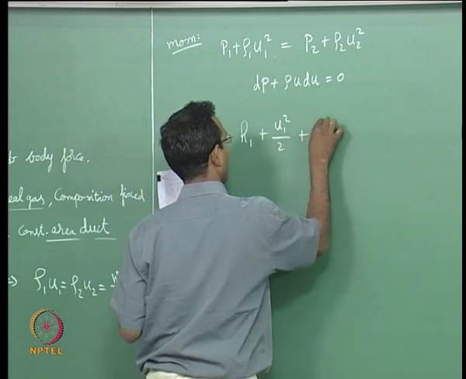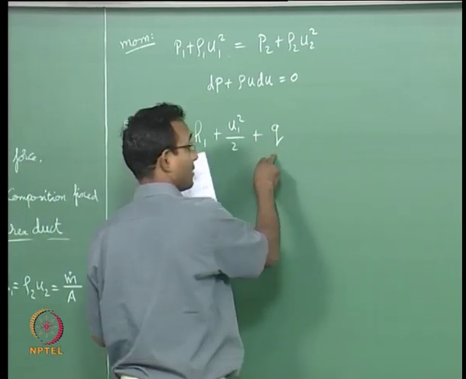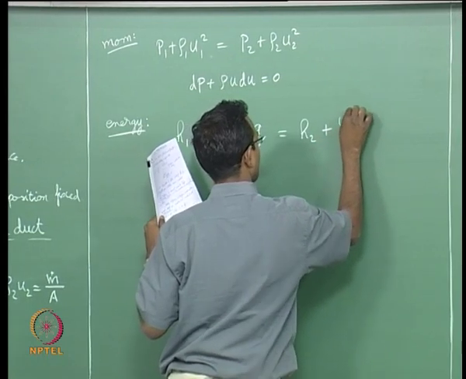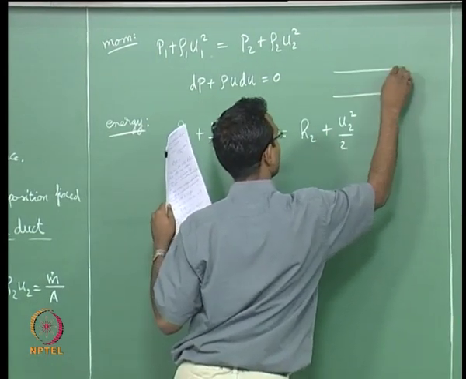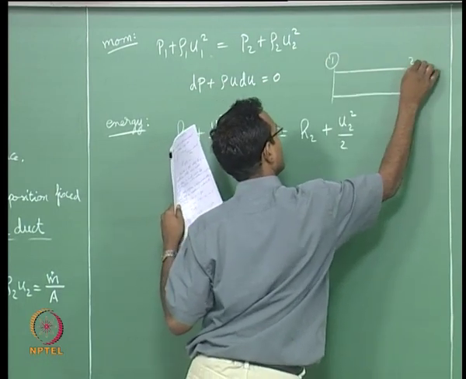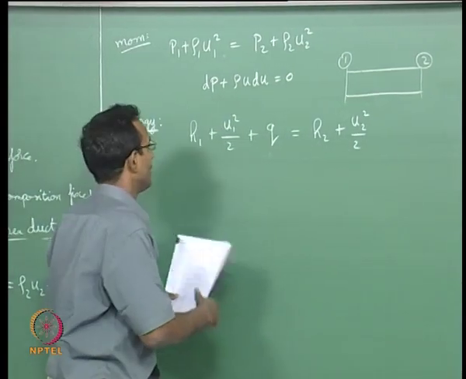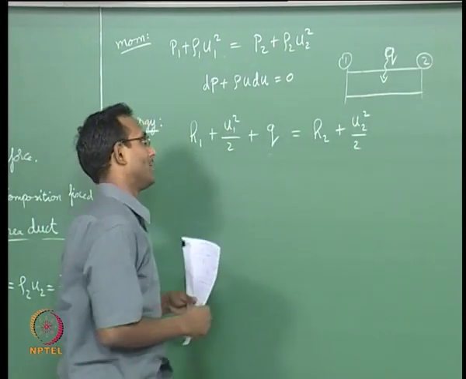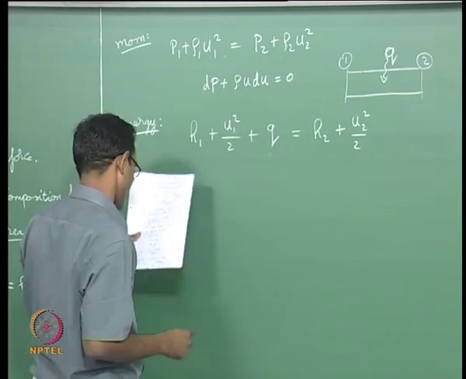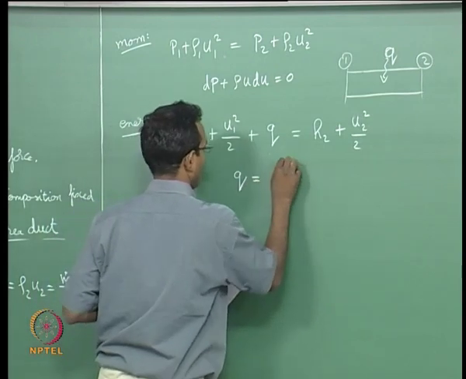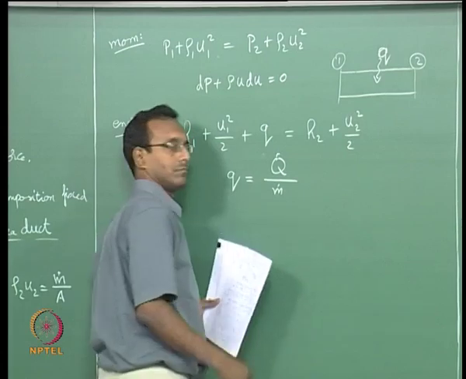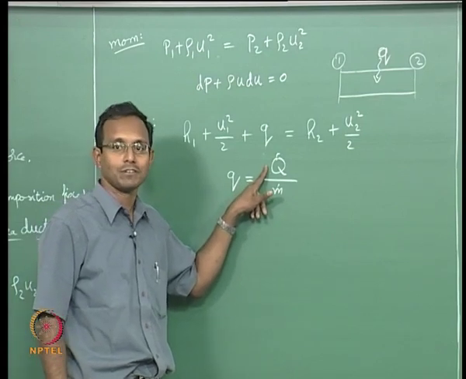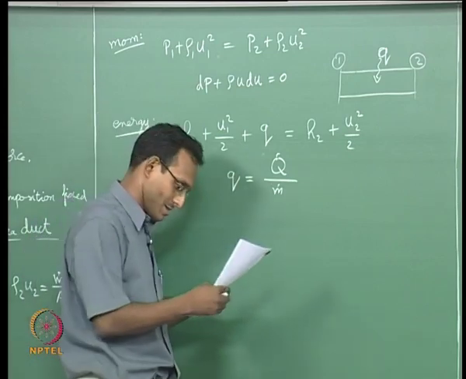H1 plus U1 square by 2 plus some q, the net heat coming in per unit mass, because everything else is per unit mass, energy per mass, equal to H2 plus U2 square by 2. I am assuming that there is a duct. The inlet section is 1, the exhaust section is 2, that kind of system I am assuming currently, and I am saying the net heat inside this whole duct happens to be q, small q I am using. That is the net heat content per unit mass of fluid going through. Okay, if I think about q, it is going to be my heat flux Q dot divided by m dot. If I think about continuous flow with some particular mass flow rate, this will be the heat flow rate or power spent on this. It is not heat flux really, it is power. Okay, it is coming in there.